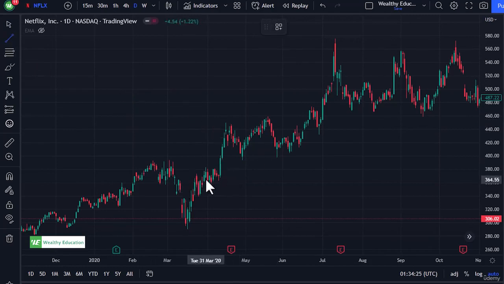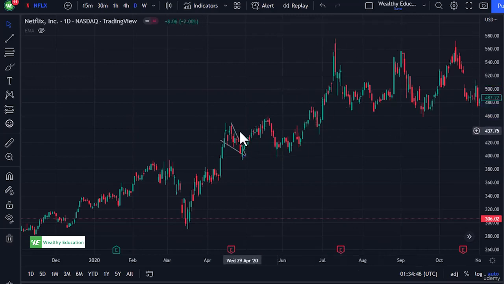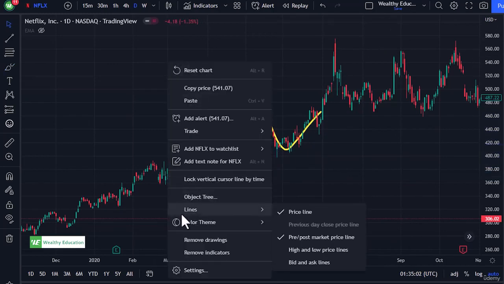Here in Netflix, you can make an argument for a pennant. We broke above the top of the pennant and we did get our target. Now it pulled back, and it took a little bit. Interestingly enough, in this example, once it broke through this, it actually became a W pattern or a double bottom. So kind of an interesting look there.